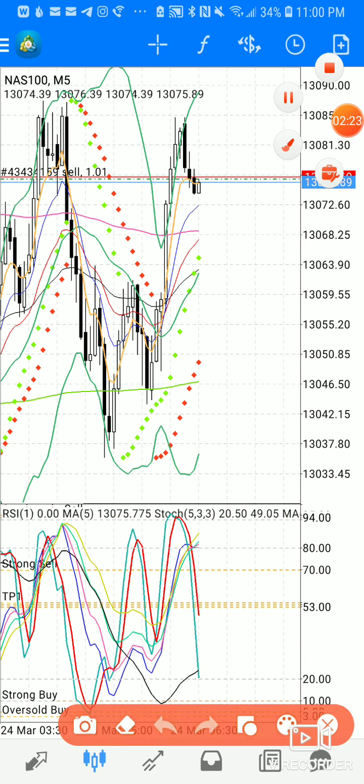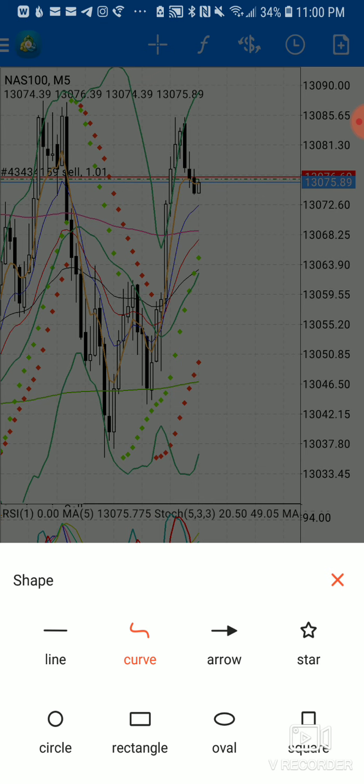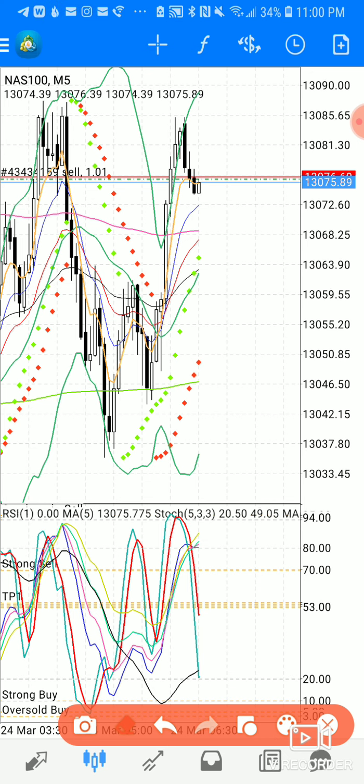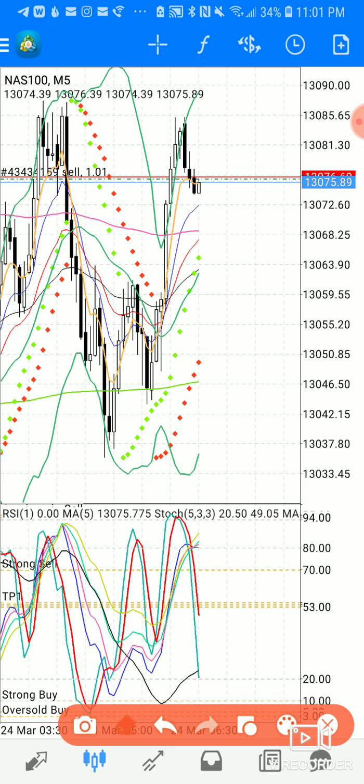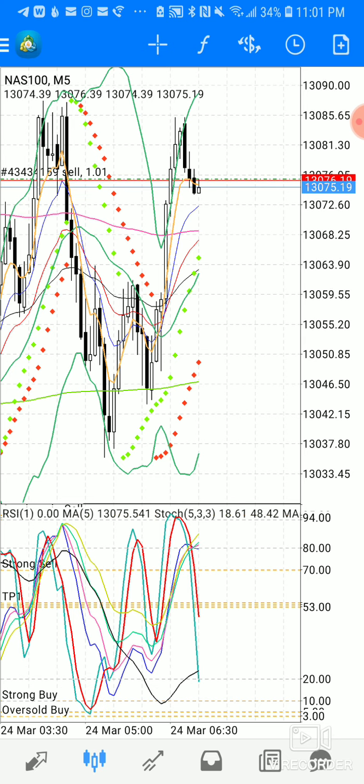Let's see if I can do a little drawing on here. This one, no, that's not it. Never used it before, so we'll see. Okay, don't know how to use it. Cool. Anyhow, we're back in profit almost.